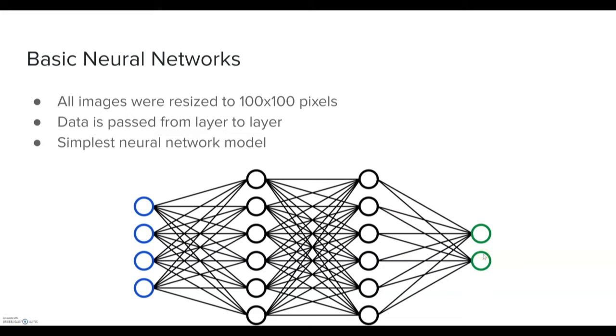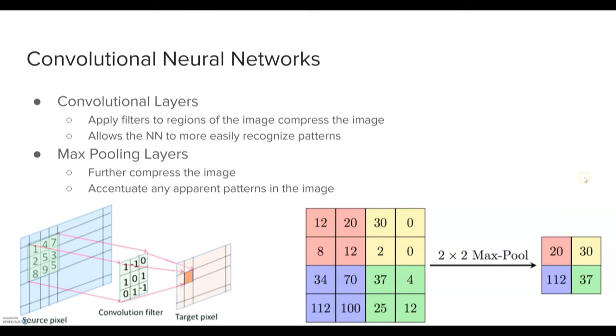This is simply the simplest neural network model, and as a result, it did not yield very great results, having very low accuracy rates. And so after a basic neural network, I created a convolutional neural network, which uses convolutional layers and max pooling layers to also come to a prediction and classify the image.